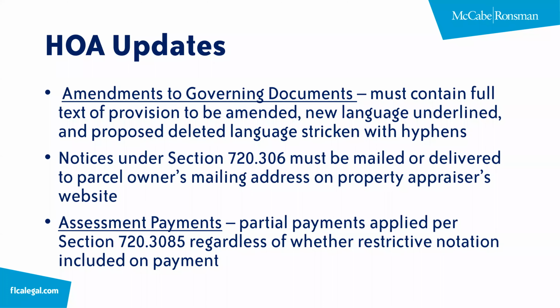The other thing that was changed is that assessment payments, any partial payments applied per 720.3085. So that's where if somebody's delinquent and let's say they owe $1,000 and they make a $500 payment, but they try being cute and putting on there that payment in full and you accept that, they can't claim that now the account's been resolved. The statute was amended to say that regardless of whatever restrictive notation was included on payment, it's still applied as a partial payment, which means that it goes towards late fees, interest, and attorney's fees first before it goes to the assessment.